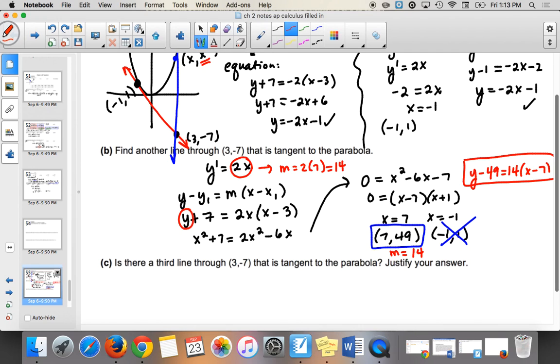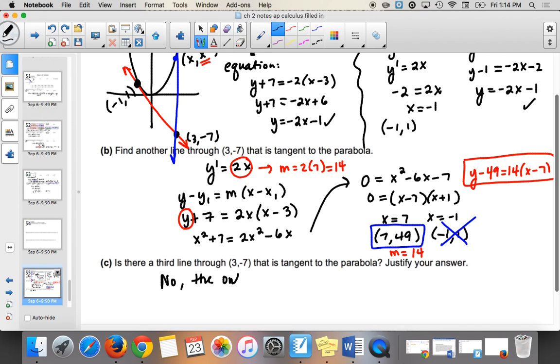And then question C says, is there a third line that would be tangent to this parabola? No. Why do you know there's not a third line? Because it's impossible to have more than 2. I don't know. You could have more than 2. Right? Could I have here, and I could do here, do there. I mean, there could be lots of things, but not for a parabola. So justify your answer. So we're going to say no.